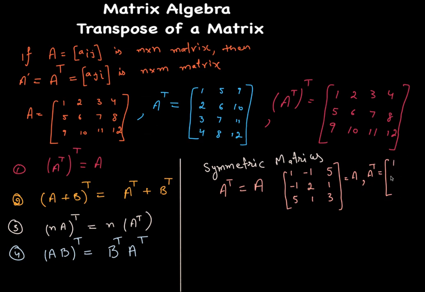So it can be written as 1, -1, 5, then -1, 2, 1, and 5, 1, 3. And you see, both are the same. A and A transpose are the same. So these kinds of matrices, we call them symmetric matrices.